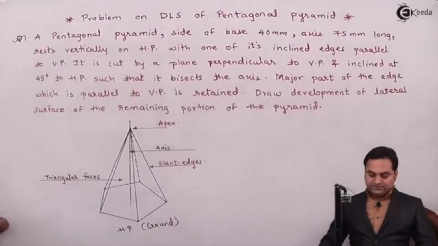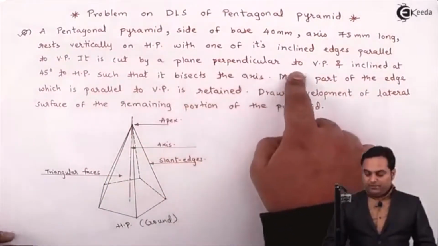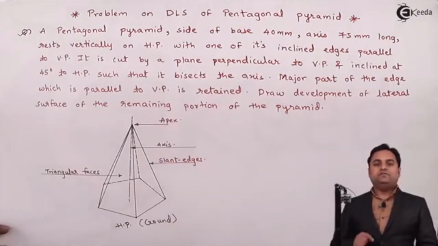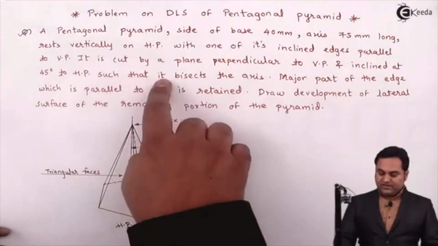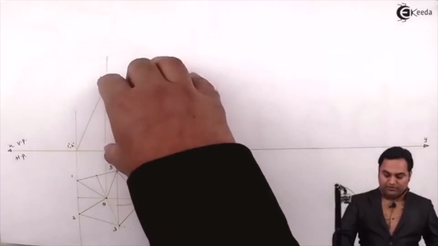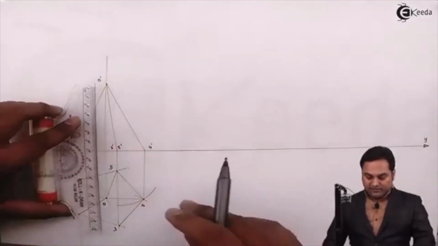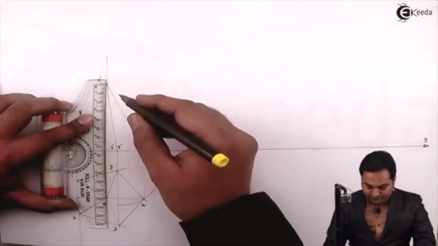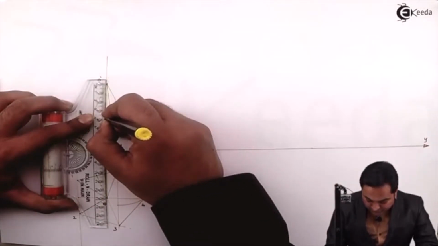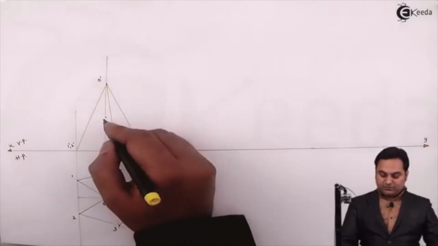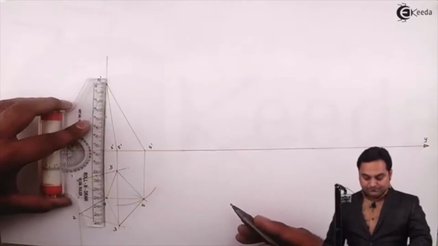and for that the condition is it is cut by a plane perpendicular to VP and inclined at 45 degree to HP. Now inclination with HP will be seen in VP such that it bisects the axis. So it means in the front view here we are having the axis. I'll take half of that. Here we have 75. So 37.5. So this is the half of the axis, and the cutting plane is bisecting, means it is passing through this point which is the midpoint of this axis.